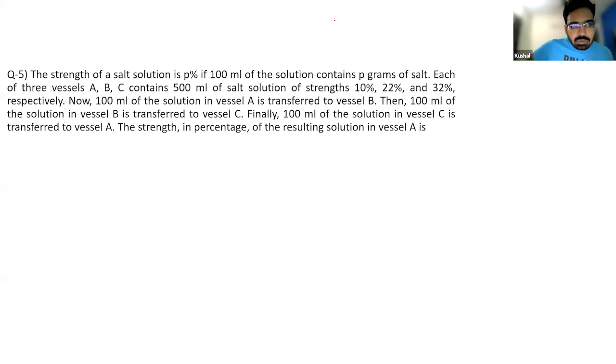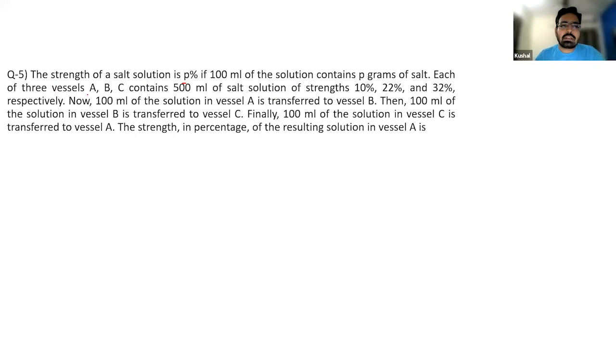Right. So let's have a look at this question, from one of the very recent CAT papers. It says a strength of a salt is P percentage if 100 ml of solution contains P grams of salt. Now let us understand that this has got nothing to do with the question. It is just explaining what we mean by strength. So you don't have to read this statement again and again for any data, because you won't find anything there.